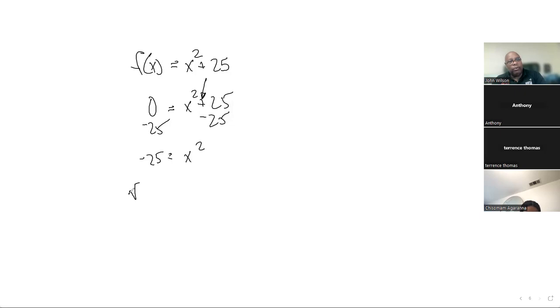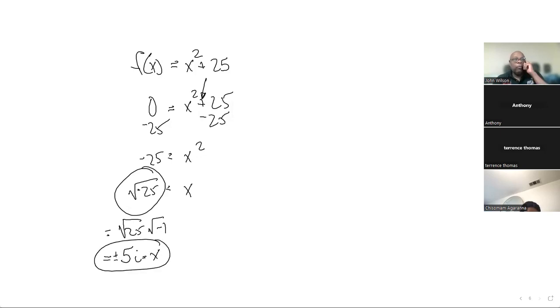When you take the square root of both sides, you can see right here we got a problem. The square root of negative 25 is the square root of -1 or what? Or 5i. Plus or minus 5i is x. So this does have an imaginary solution because of that positive in the middle.